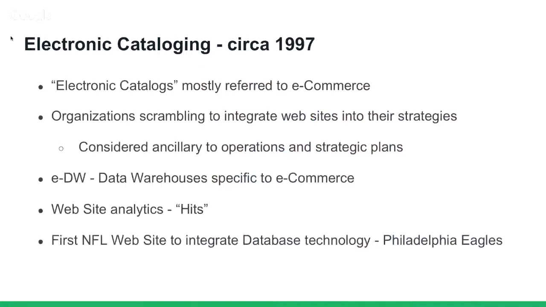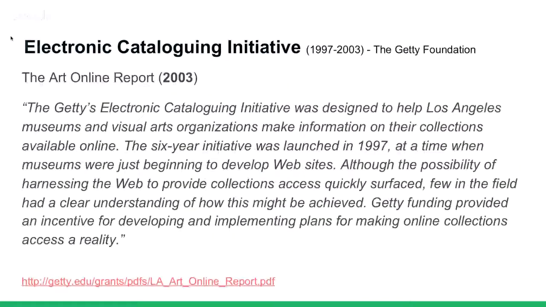So around 1997, electronic catalogs really referred to something in e-commerce. Go and order something online. And even then, that was in the very beginning, because organizations were really just scrambling to integrate websites into their strategies. IT in general, let alone web, was ancillary to operations, and certainly not yet even in their marketing mixes. Every organization on the planet now pretty much integrates those into their strategic plans. And back then, website analytics consisted of how many hits you got on your website. That was as far as it went. Back then, I think it was 96 or 97, the Philadelphia Eagles integrated website technology, and that was the first NFL website to do that. So I'm just trying to give you a feel for what things were like in 1997.